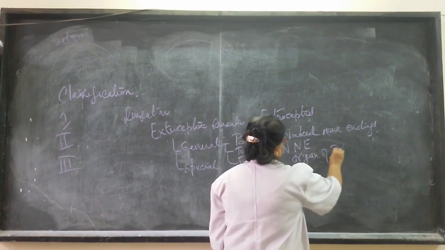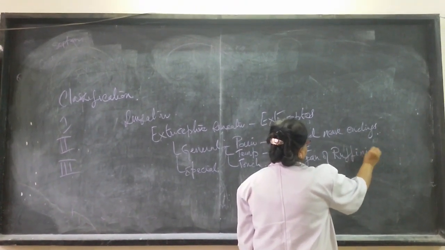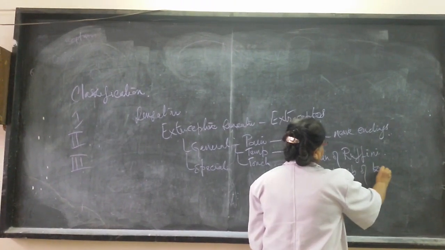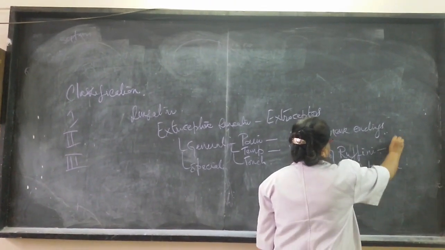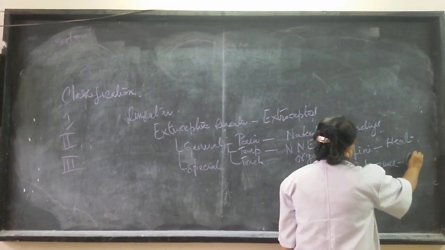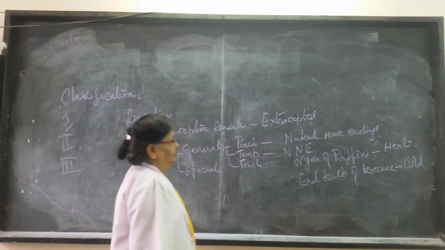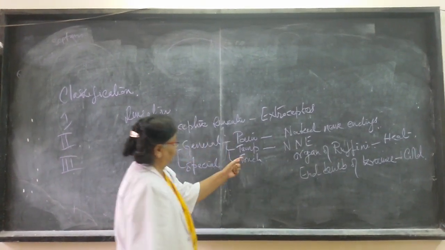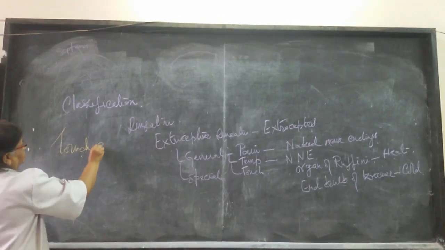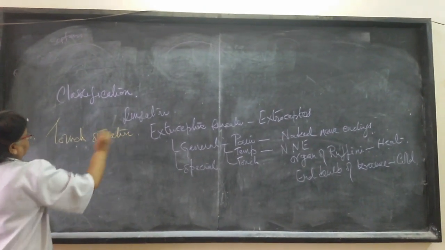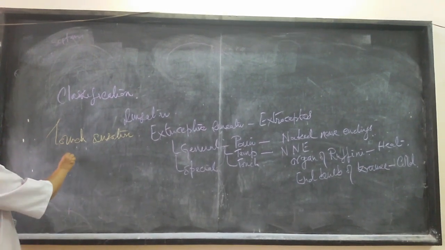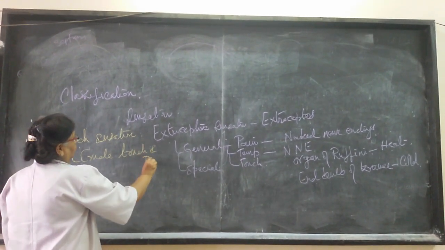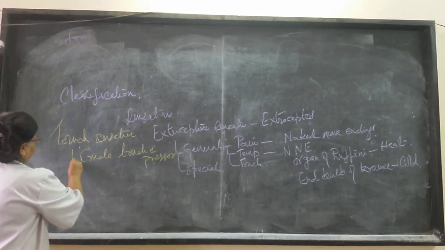organ of Ruffini and end bulb of Krause. This is for heat, and this is for cold. These are the receptors: the naked nerve ending, organ of Ruffini, and end bulb of Krause. The touch sensation has been subdivided into two groups: crude touch and pressure, and fine touch.